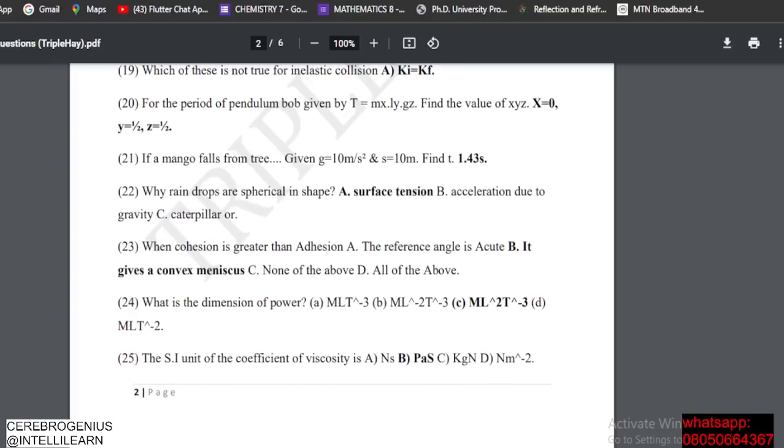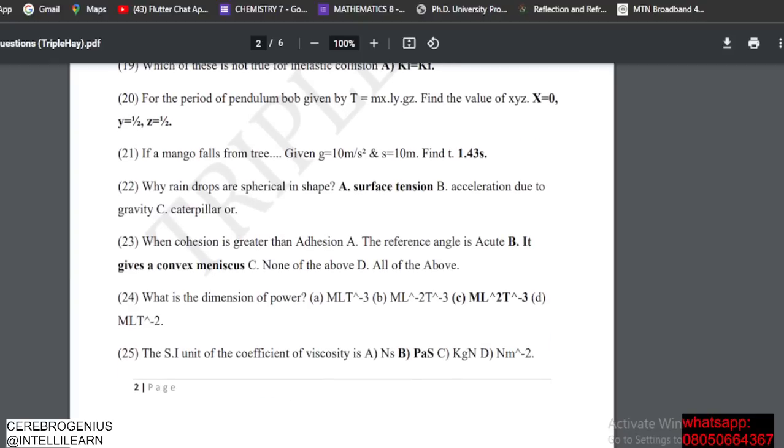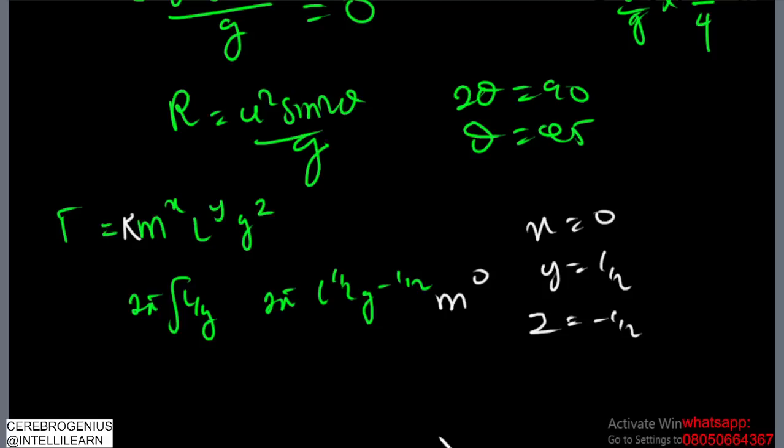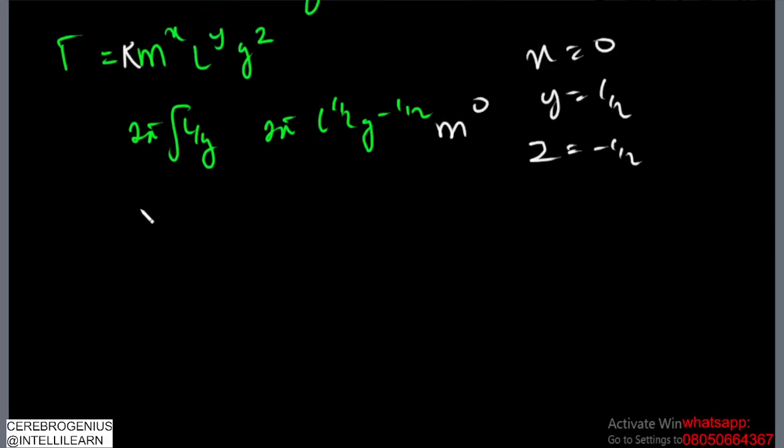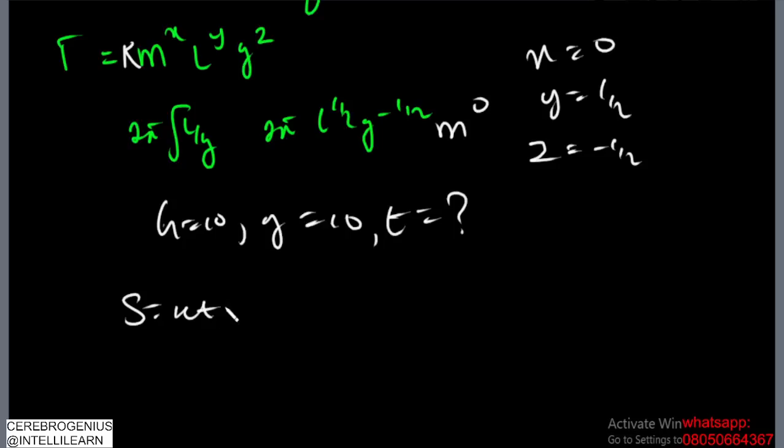The next one: if a mango falls from a tree, given that g is 10 and the height is 10, find the time it takes to fall. So what are we going to do? They've given us the height as 10, they've given us g as 10, so we are looking for the time. So we are going to say s is ut plus half g t squared, because it's falling, so the velocity will be increasing. That's why we are using plus.